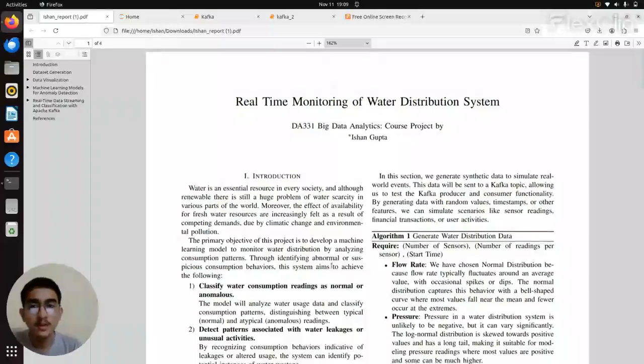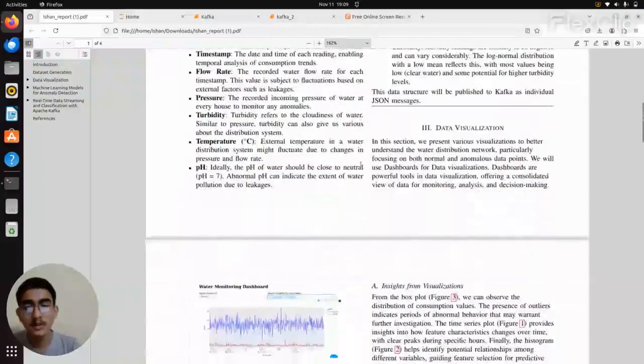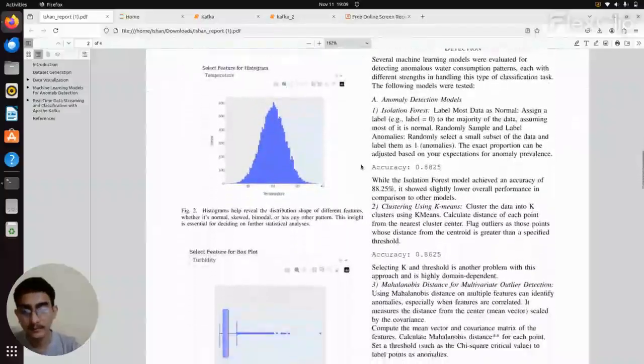So hello everyone. Today we will be going through our project, real-time monitoring of water distribution system. My project is to detect water leakages at different locations, or to detect whether some impurity is being mixed with the water that is being supplied through pipes.